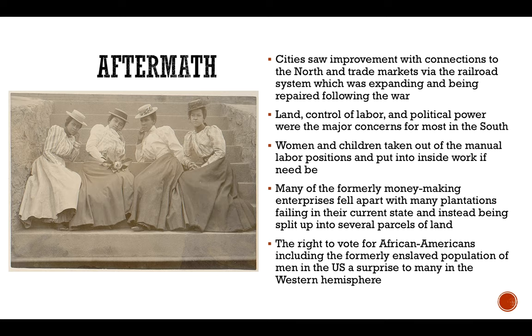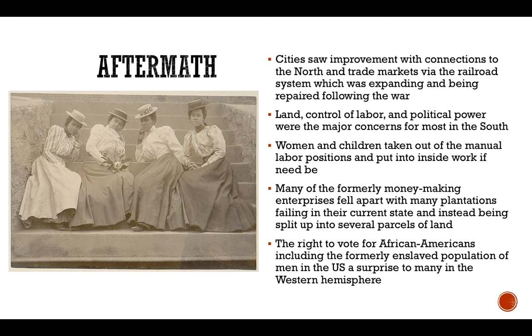Many of the formerly money-making enterprises fell apart as many plantations began to fail in their current state, and instead they were set up into individual parcels of land. This is not only the 40 acres that we talked about with the Freedmen's Bureau, but people had to section off their land and sell it in much smaller portions and as much smaller farms in order to not completely go under.